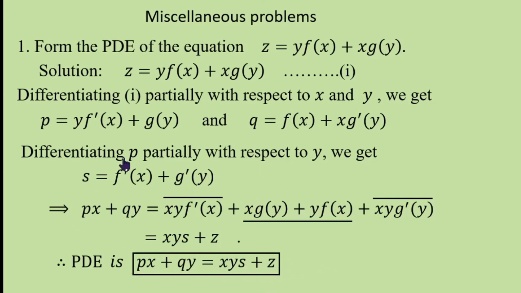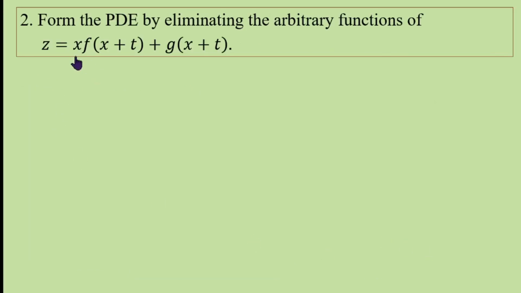Please practice this properly. First differentiate partially with respect to x and y, and then differentiate p partially with respect to y, and multiply p by x and q by y, and then substitute the x and z in the right hand side.